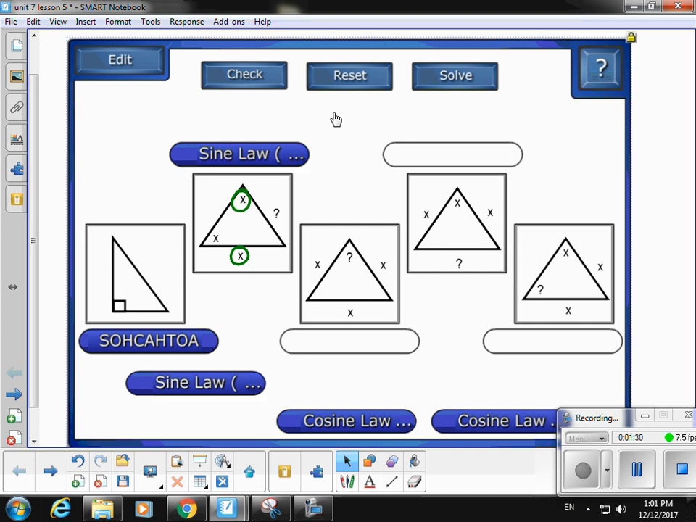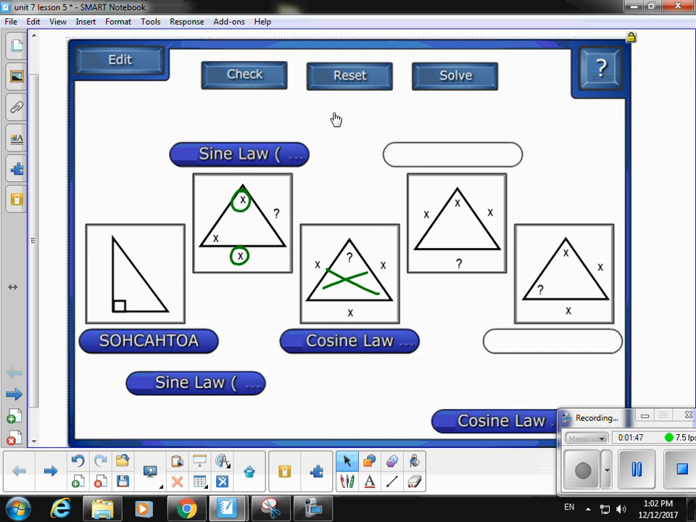The third one, I do not have a right angle triangle, so I could not use SOHCAHTOA or Pythagorean theorem. So I'm going to look for an angle side pair complete. For this one, my angle is a question mark across from the x. I don't have any angle side pairs complete. So I would be stuck with the cos law.